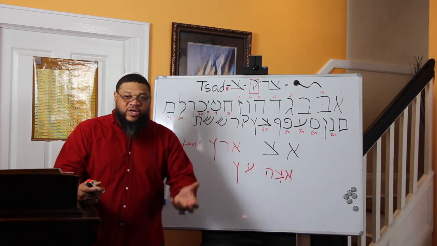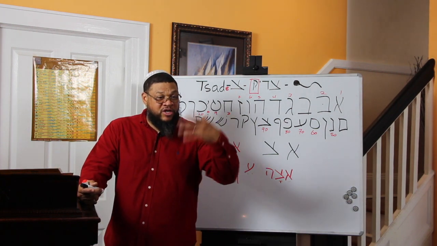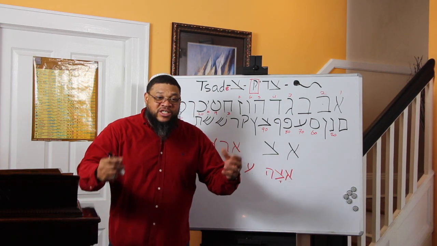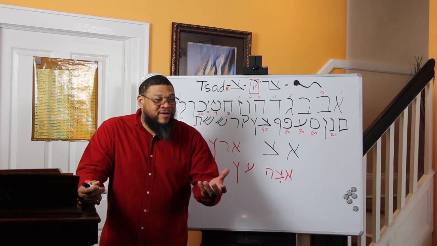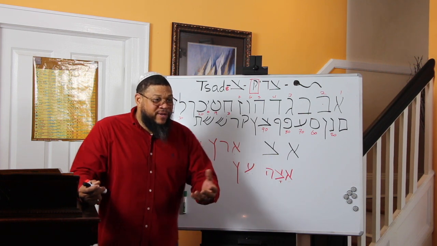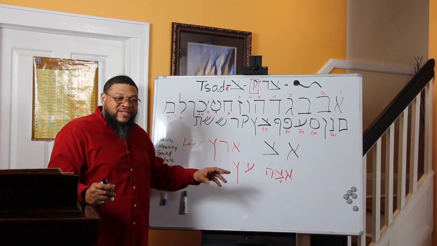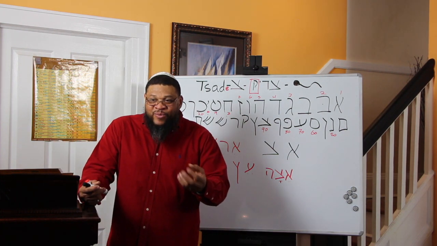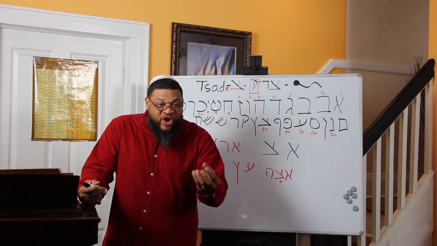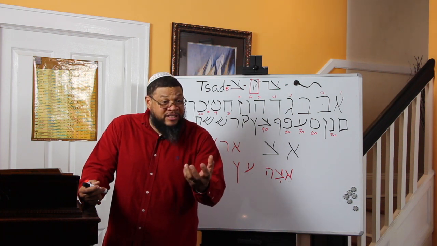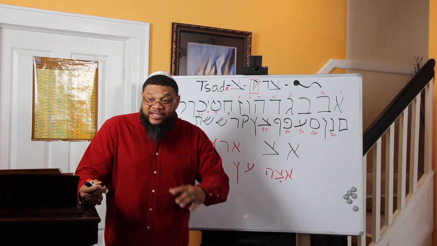Eat is a tree, and what does a tree do? It gives what? Nourishment. It gives food. It gives all that which is necessary for what? For life. Okay? So we see that this letter in itself has something to do with what? With life, and nourishment, and that which will cause health and growth in this life.